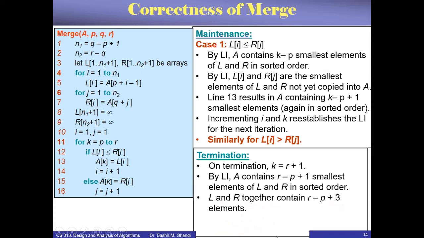So L and R together contain R minus P plus 3 elements, if you recall. But there are 2 extra sentinels in L and R, so you can see that both A and L and R will actually contain the same set of elements, which means we have now merged all the elements of L and elements of R back into A, and they are in sorted order. So this shows that the merge algorithm actually works.